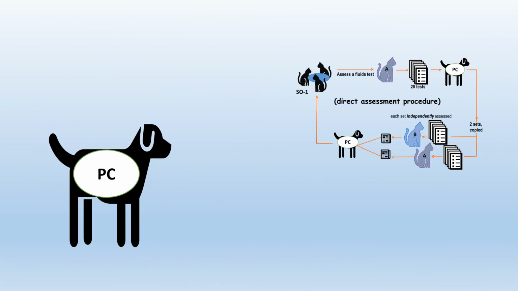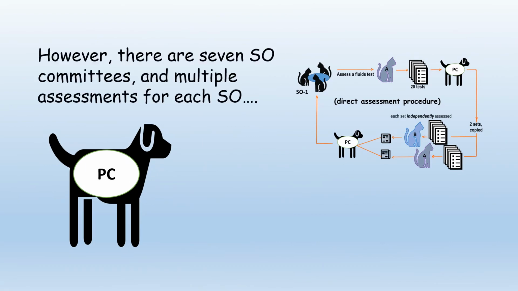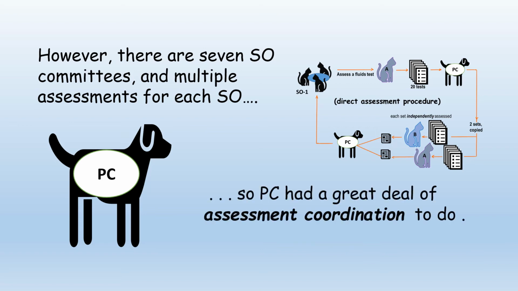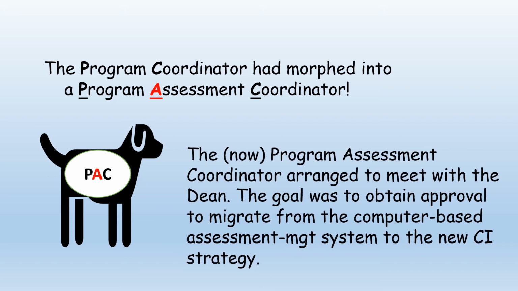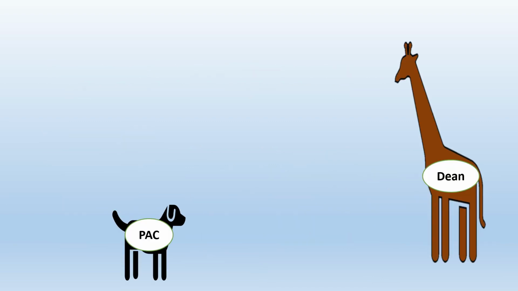However, there are 7 committees and possibly multiple assessment requests for each student outcome. So PC had a great deal of assessment coordination to do. Indeed, PC had, in this activity, morphed by necessity into a program assessment coordinator. So now PC, as the program assessment coordinator, arranged to meet with the dean. The goal was to obtain approval to migrate from the computer-based assessment management system to the new CI strategy.